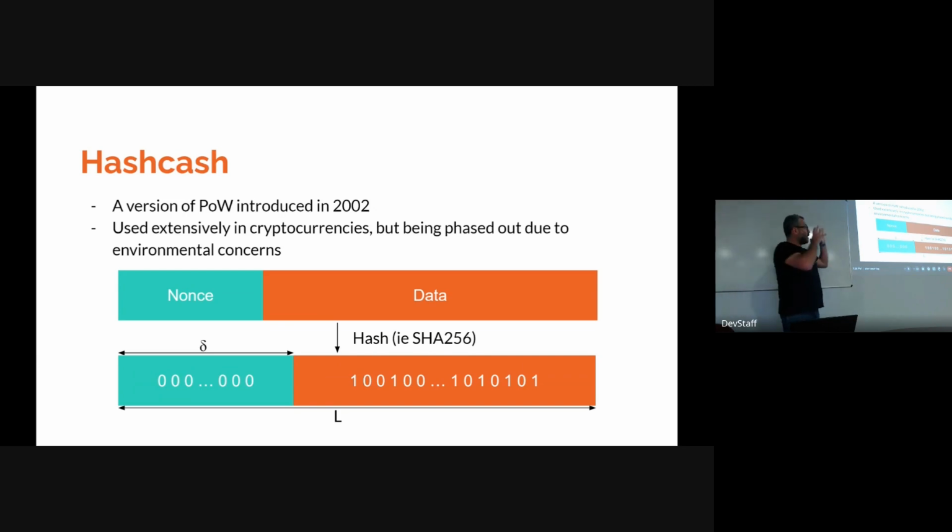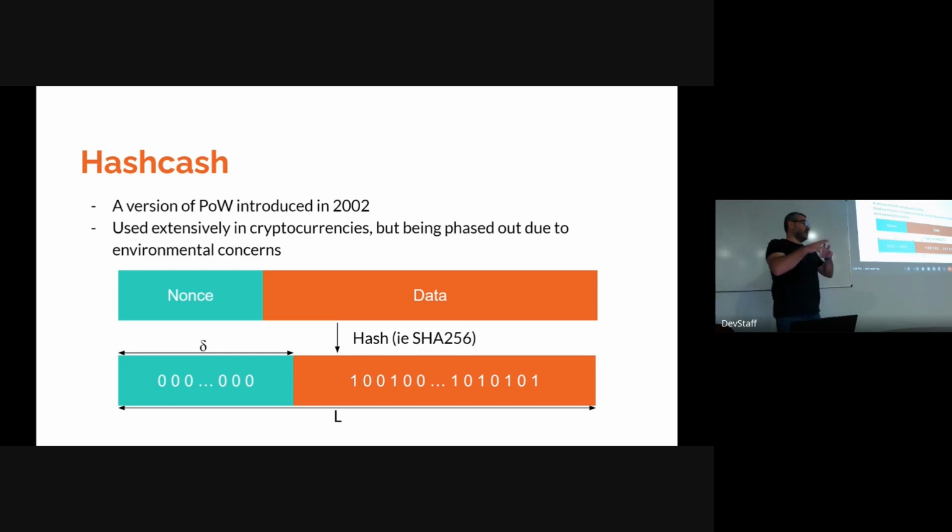So let's go to a specific proof of work algorithm here. This proof of work is called Hashcash. It was introduced in 2002, and the idea behind it is that you get some data and you have to create your own nonce, where you combine this data and then you pass them through a hash function. The number of leading zeros is the amount of work that you have to pay.